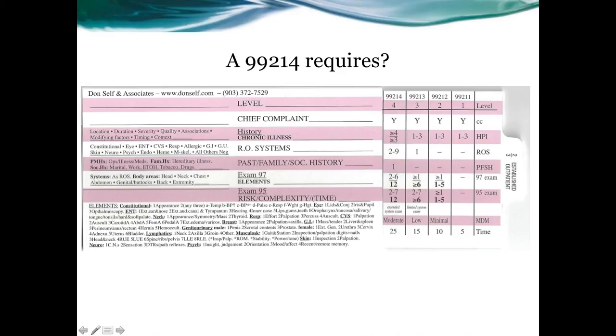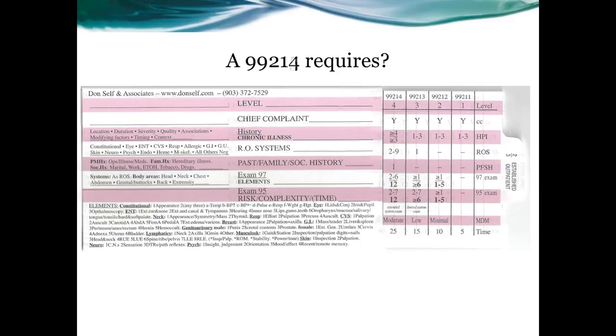2 to 9, review of systems. Again, it doesn't take that much for the doctor to be asking questions and documenting it down. Past family social history. I generally recommend all my clients ask every patient if they've recently started exercising, recently started or stopped smoking, or recently started trying to lose weight. And by answering those, you have 3 or 4 history questions on every visit, even if you have the nurse ask those questions. 2 to 6 exam body areas for 97, 2 to 7 for 95, and again, moderate level for level 4.